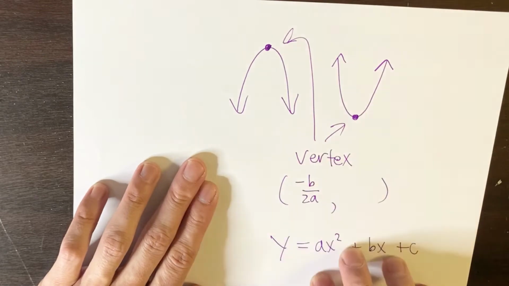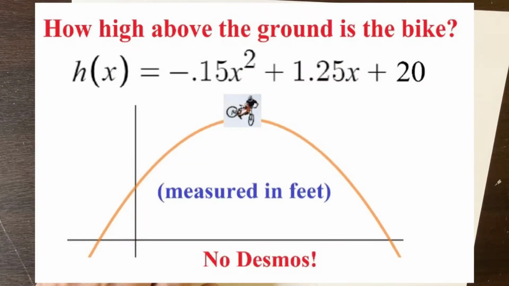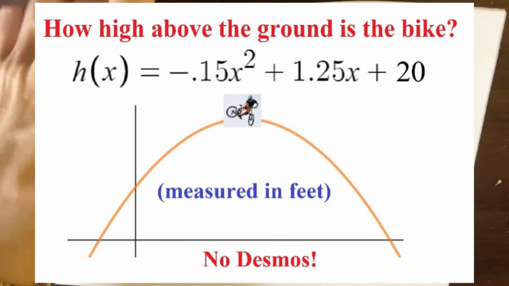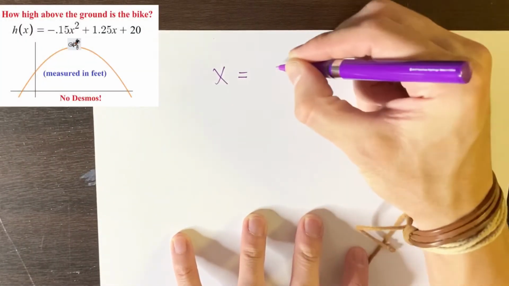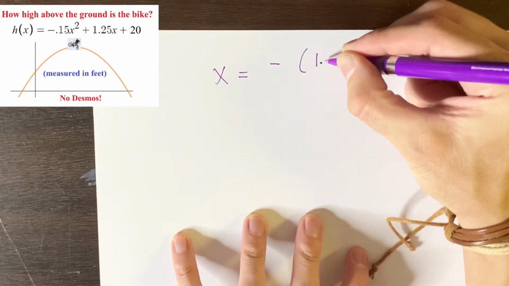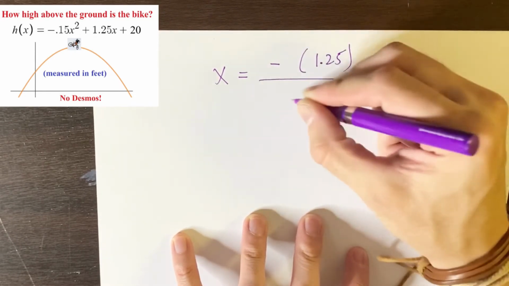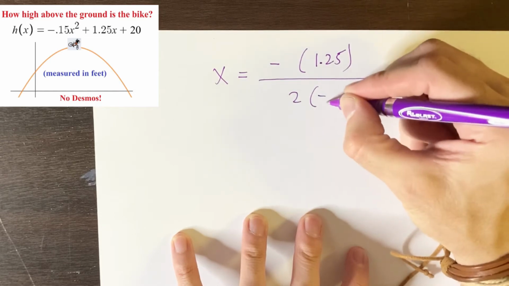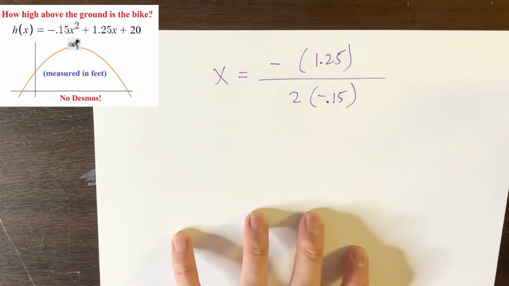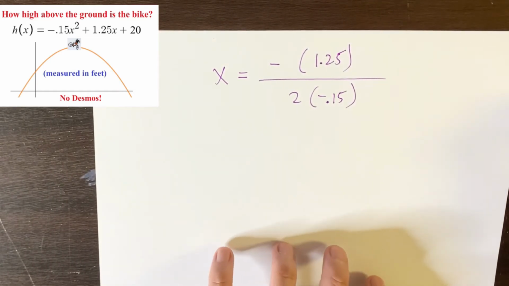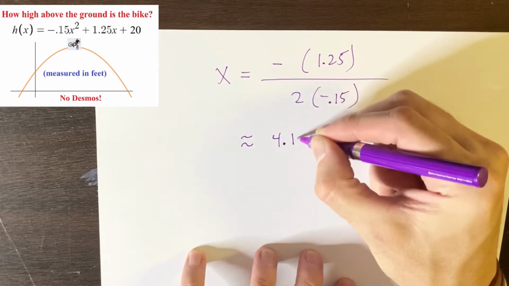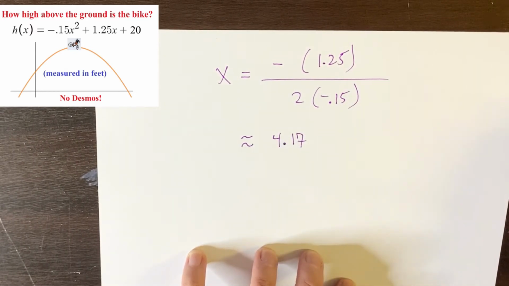So let's apply this technique to one problem. This problem right here. So we want to know the height of the bike off of the ground. So because it says how high off the ground, we know that we are interested in the vertex. So let's go negative b over 2a. So the x coordinate is going to be negative, and then b over, and then 2 times the value of a, like that. And if you type this into your calculators, and if you round it to the nearest hundredth, it should be about 4.17.